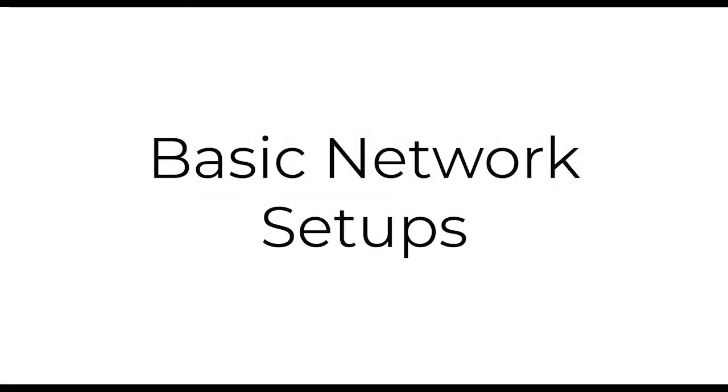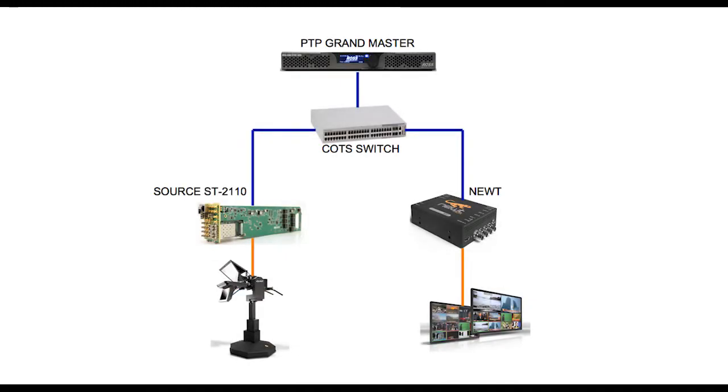This tutorial covers two network configurations. The first includes a Newt within a larger network with a third-party SMPTE ST2110 source. The ST2110 source receives a video stream from a device such as a camera and encapsulates the video stream to be sent across the network.